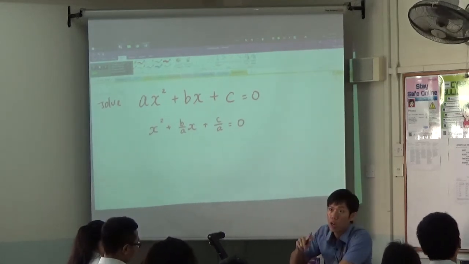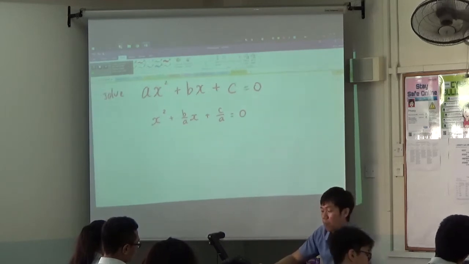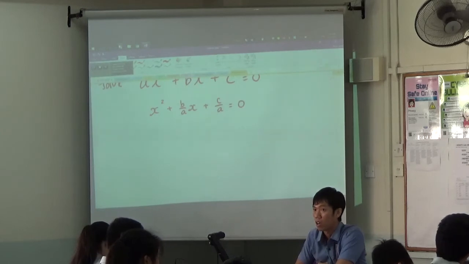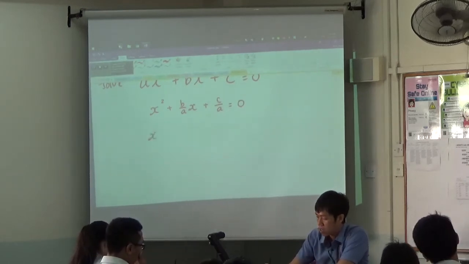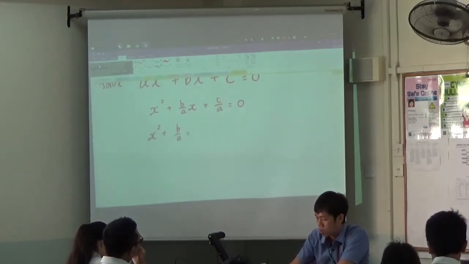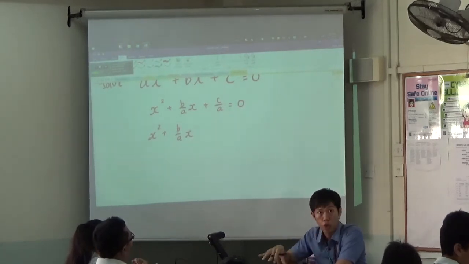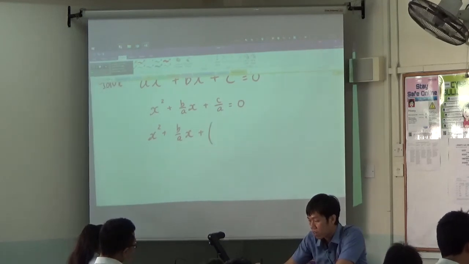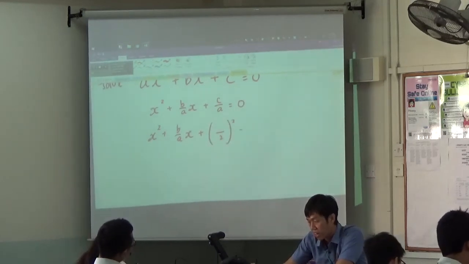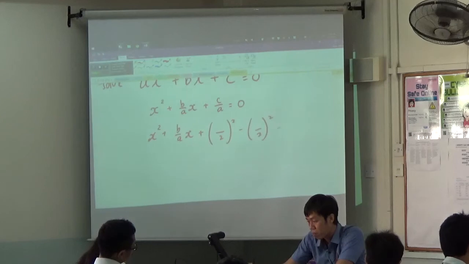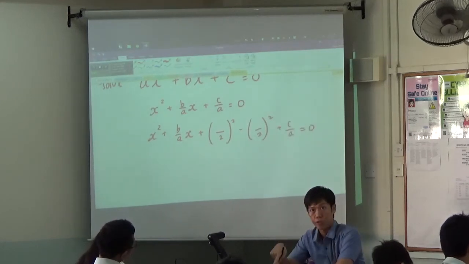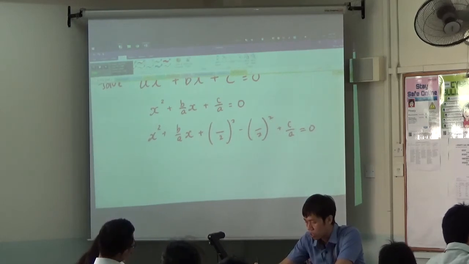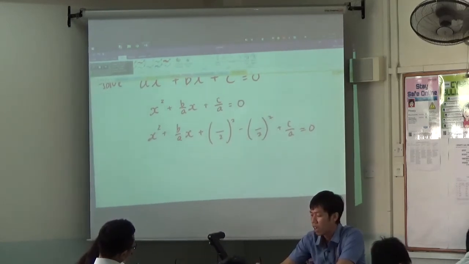See, completing the square will give you an answer, if applicable. So what do I do next? x squared plus b over a x. So you do see that I'm trying to complete the square now. I copied down the first two terms. So what do I need to add? Something over 2 squared minus something over 2 squared plus c over a equals 0. Agree with this? All agree? Now what is in this numerator? b over a. So that's where we need to be very careful with how we write it.